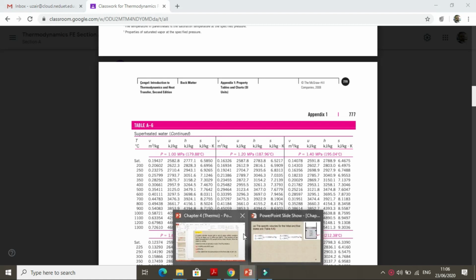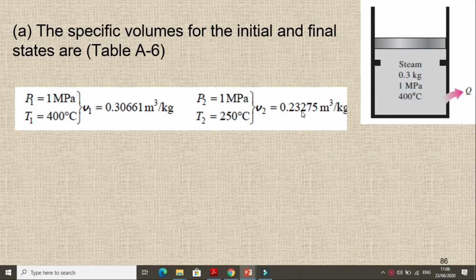So you can see here, we have 0.23275 and the volume of 0.306661. After getting the volumes, we have the volume V1 at the initial state, and the volume at state number 2. And if you can see here, P1 and P2 are both the same. So it means we have a constant pressure process.